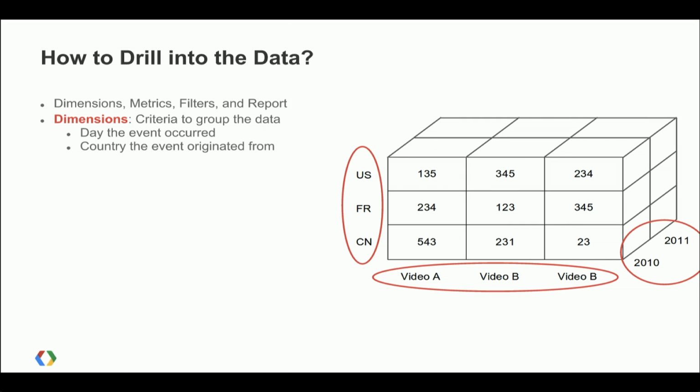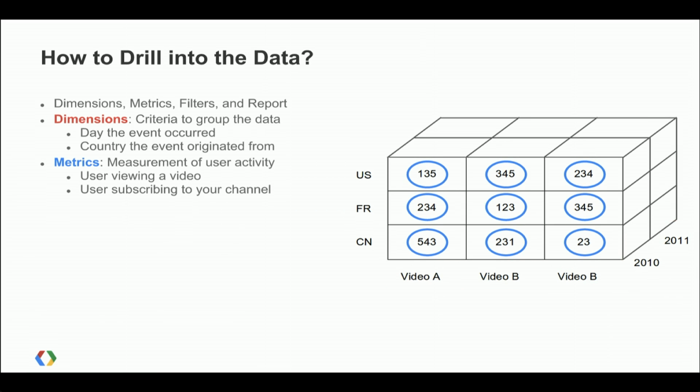So for example, the country where the user event was coming from, or the video that was associated with the user event, but also the time when the event happened. So the metrics, they are basically in the cells of the data cube, and they are the measurement of user activity, like users watching a video or subscribing to your channel or liking a video or favoriting, and so forth.